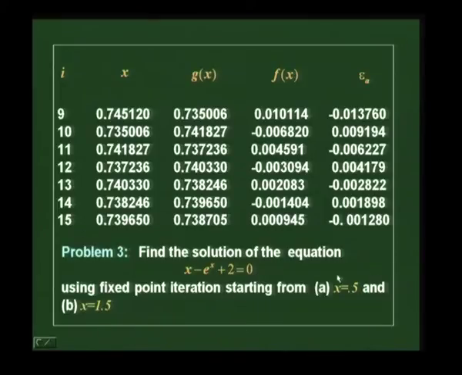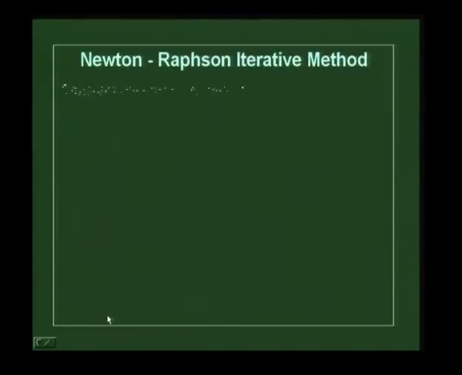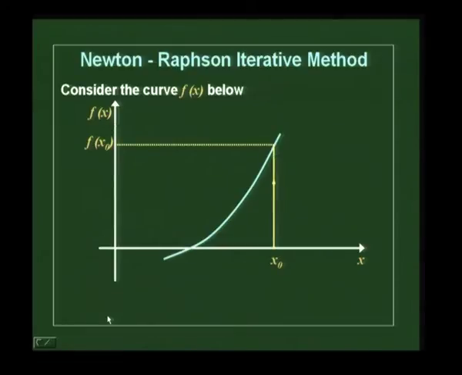In the case of fixed point iteration, we need only one guess, so we could do it from x equal to 0.5 and x equal to 1.5 as the two different guesses. So that's a summary of the methods which we have looked at so far.